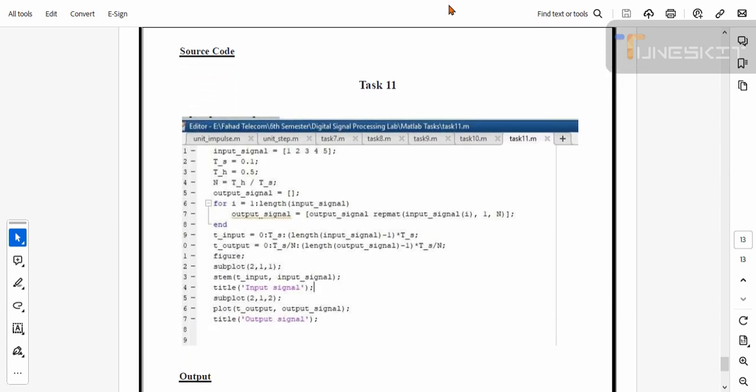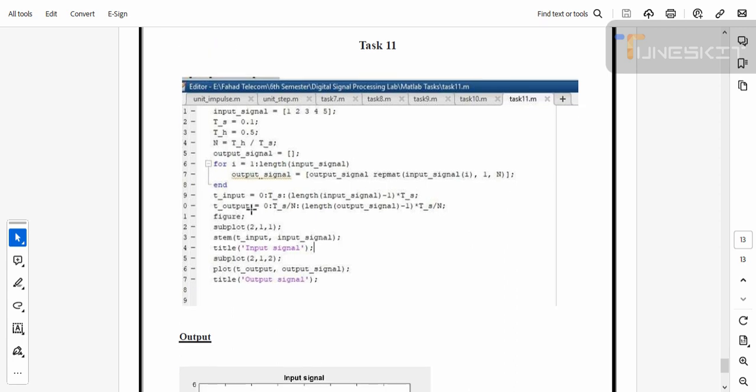So in task number 11, we have an input signal 1 to 5. We define the time function, that is 0.1 to 0.5. We define the output signal. A for loop is used and the end command is used to complete this loop. After this we assume the time input that ranges from 0 to ts. For this we use the subplot command and after this we are using the stem command. Basically the stem command is used to plot the discrete function and we give the title input signal.